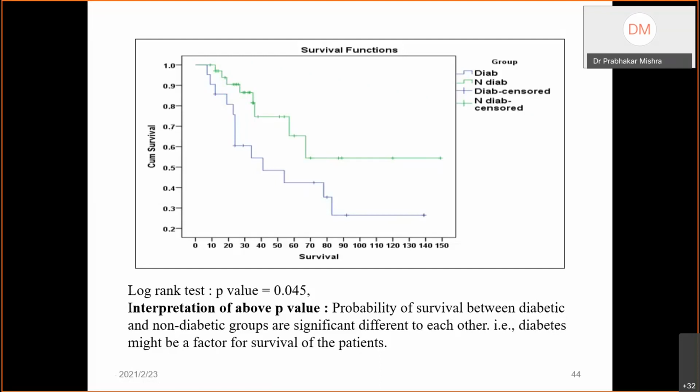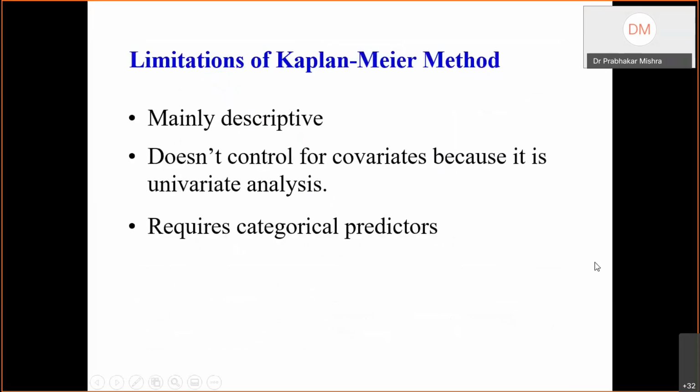Because the Cox regression or Cox proportional hazard model can be used as a univariate as well as multivariate analysis. So the limitation of the Kaplan-Meier method is that it is mainly descriptive, cannot control covariates or confounding factors, and requires categorical predictors. It requires categorical predictors.